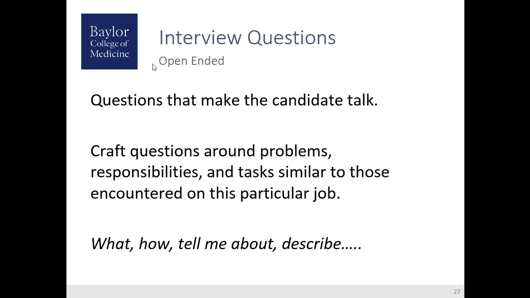Open-ended questions are questions that make the candidate talk. So you want to craft questions around problems, responsibilities, and tasks similar to those encountered on this particular job. This is the what, the how, the tell me about, and describe.